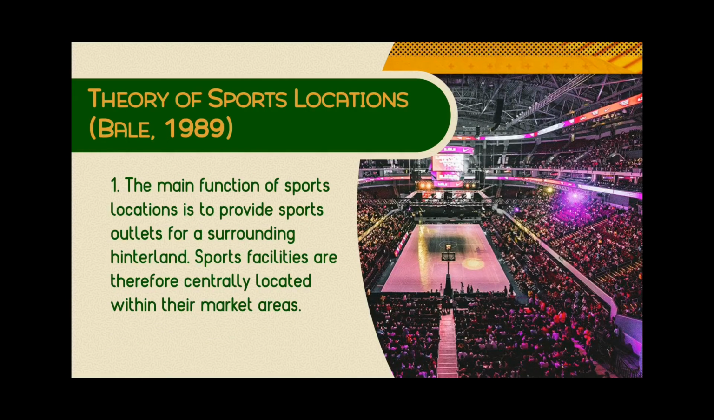Now, Bale suggested the theory of sports locations in 1989, and this basically will also help us not only in terms of organizing sports events, but also in terms of organizing and developing sports tourism attractions. So Bale shared a few principles under the theory. The first statement is the main function of sports location is to provide sports outlets for a surrounding hinterland or the location, no, the place of origin. Sports facilities are therefore centrally located within their market areas.